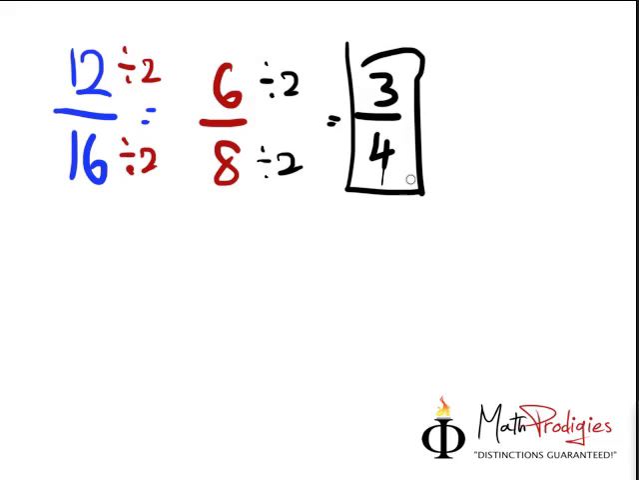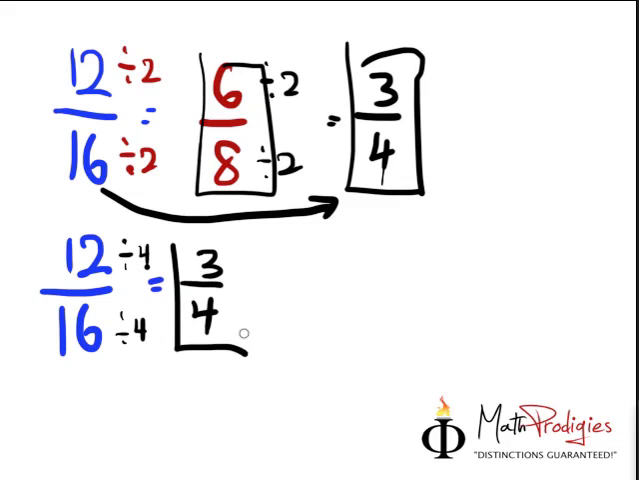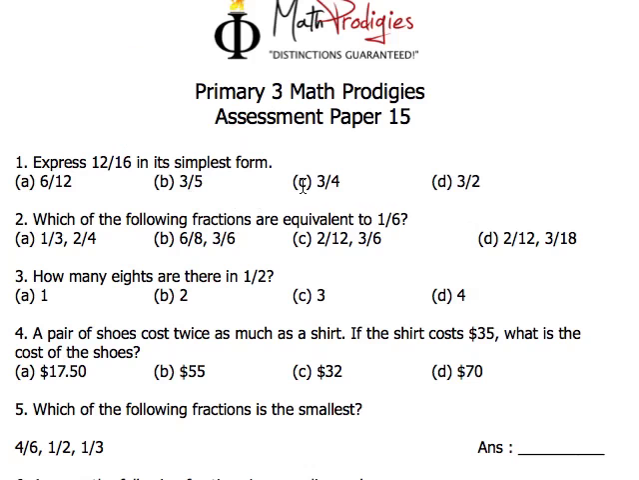Now, here's one thing that you can do. After you're very familiar with this, you can actually go straight from 12 over 16 to 3/4 without going through the 6 over 8. Okay, for example, just say, oh, 12 and 16, those are multiples of 4. 4, 8, 12, 16. So I divide by 4, and that will give me 3 over 4. And see, it's still the same answer. So the answer for the first one is 3 over 4, which is C.